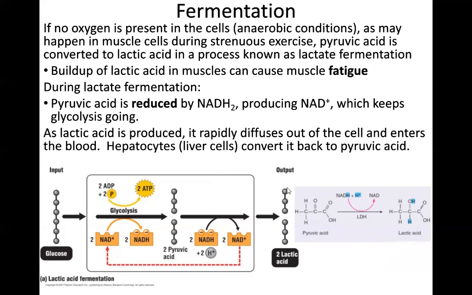The lactic acids that are formed will rapidly diffuse out of the cell and enter our blood, which can change our pH, because as you know, lactic acids are acids, and acids will make our pH go down in the blood. Thankfully, our hepatocytes or liver cells can convert it back to pyruvic acid, hopefully fairly easily.